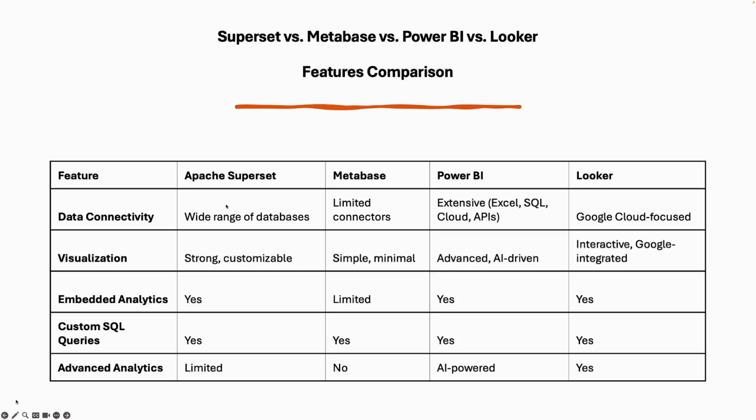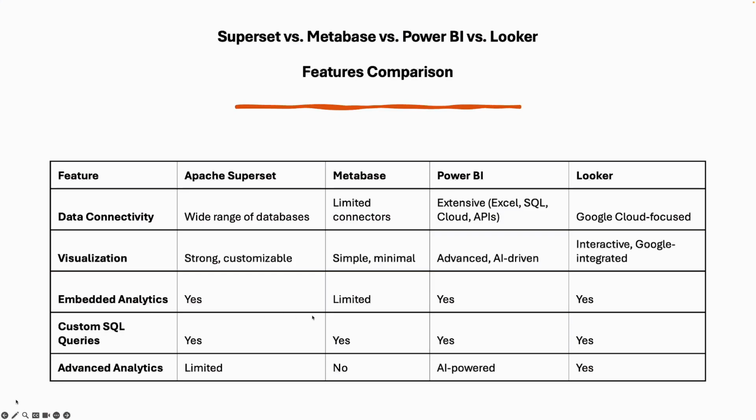All of them offer good connectivity. Apache Superset is the most flexible. Then Power BI. Metabase, of course, is user-friendly, which comes with a cost of limited connections. Looker is mainly cloud-focused. Visualization: all of them offer good visualization. Apache Superset is very strong, very customizable. Power BI has a standard set of visualizations, but now it also offers AI-driven ones. Looker is interactive and Google integrated. Metabase offers limited visualization, but it's very simple. If you're not a techie, then Metabase should be your go-to tool.